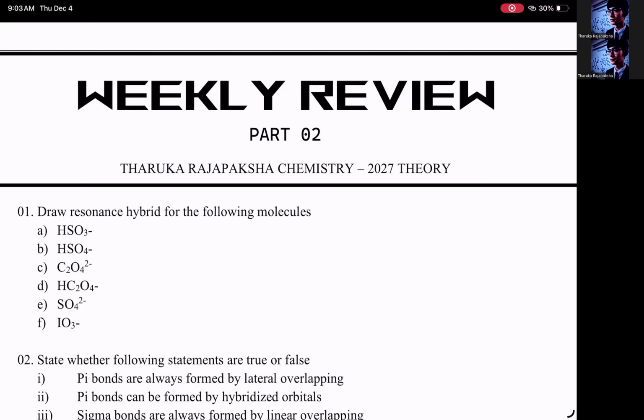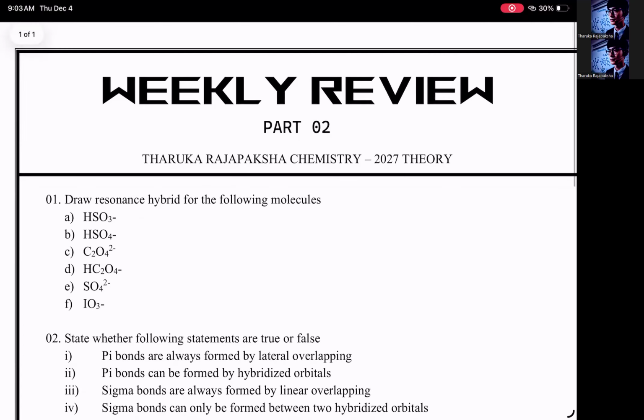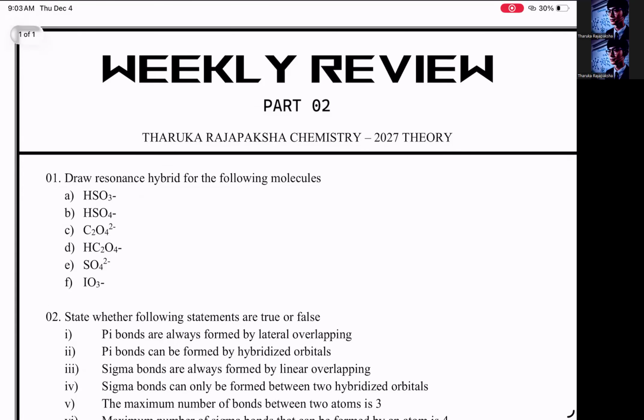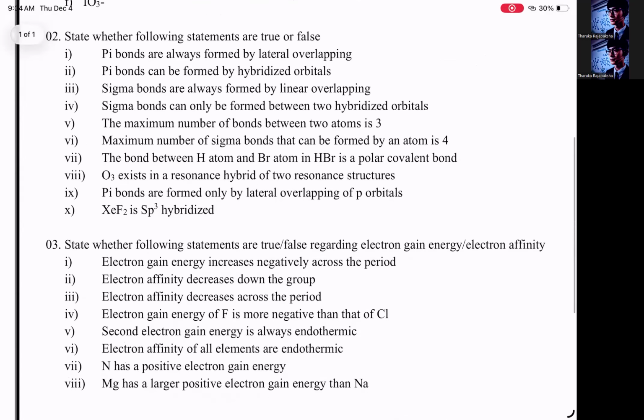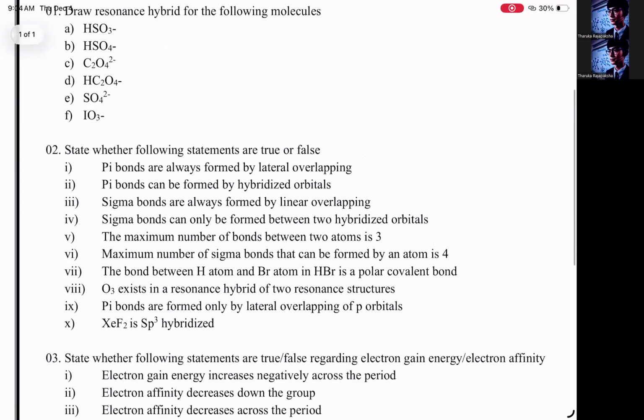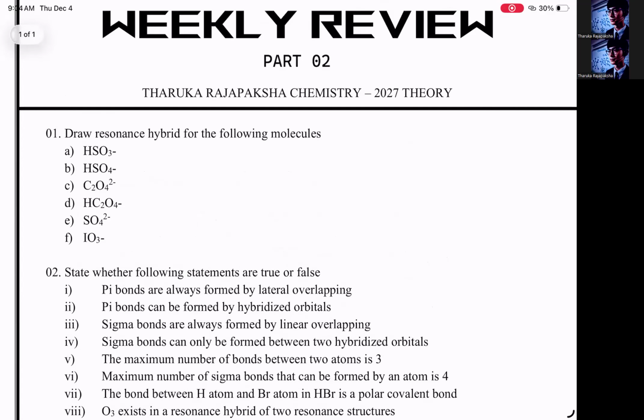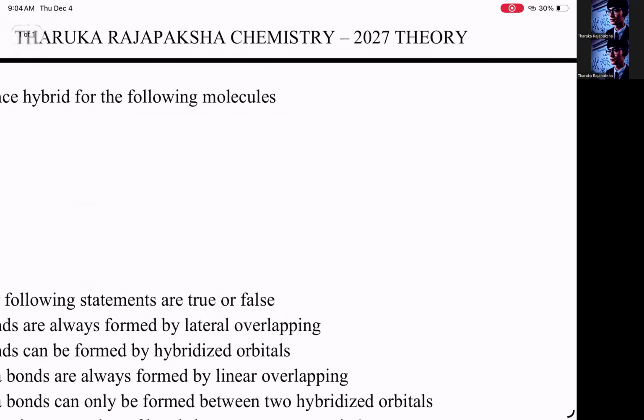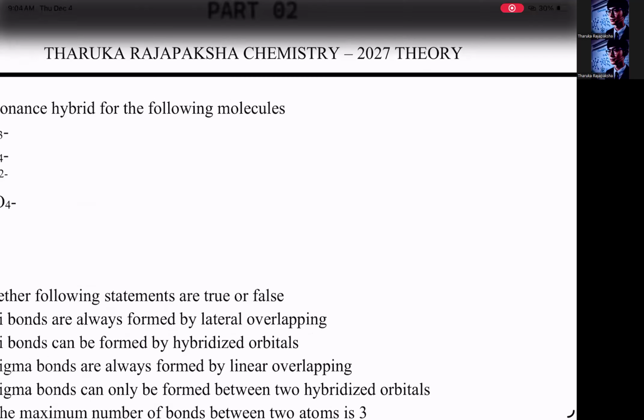Right. So weekly review part number 2. The first question now, this weekly review is from the last class. The things we did in the last class, I summarize it into a question set. So let's look into this. Draw the resonance hybrid for the molecule HSO3 minus. First of all, the Lewis structure for HSO3 minus.